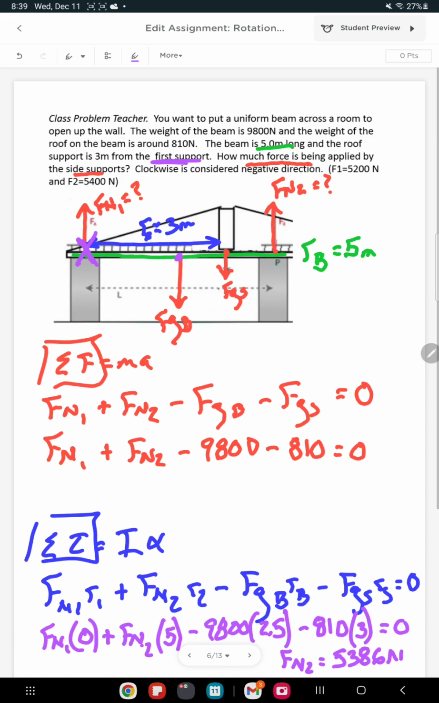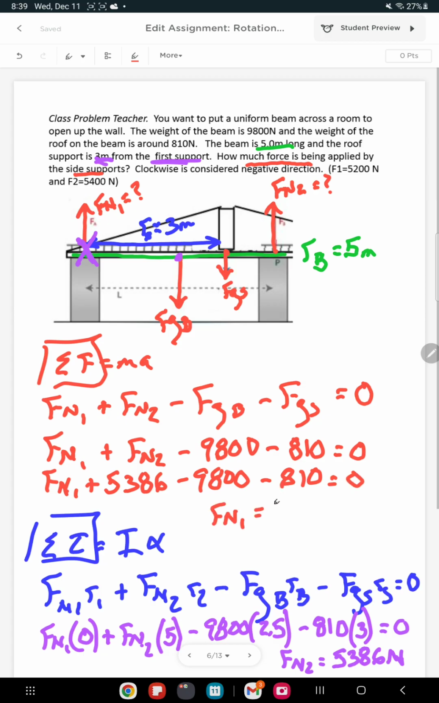I guess I should go all the way down. That 3 meter support's a little off with its sig figs. Here, we'll leave it at 2 though. So 5,400. Then we're going to take this number and plug it back up here, and we can solve for Fn1. Call it a day. Fn1 plus, and I would just use the calculator number, 5386 minus 9800 minus 810. We can solve this one for Fn1, which is about 5,224 newtons.